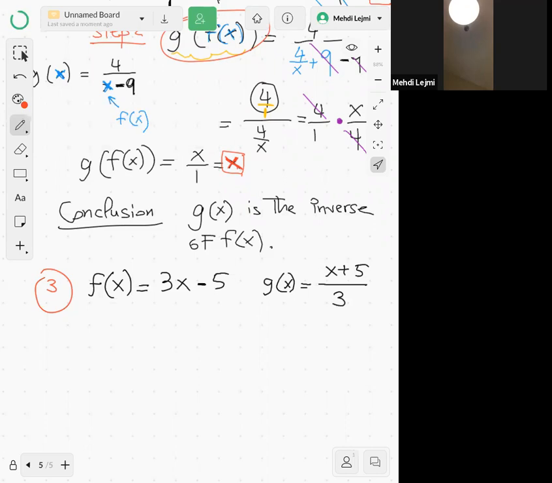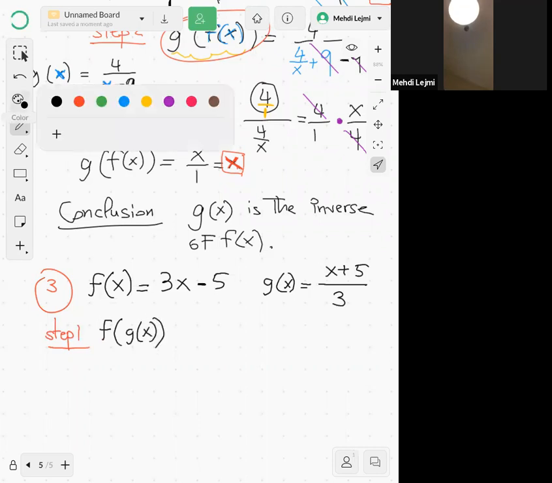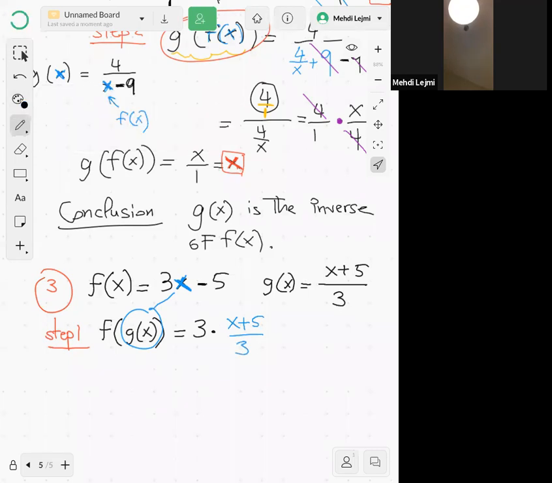All right, so let's see. Step 1 should be f of g. So this x here becomes g, right? So this is equal to 3 times g, which is x plus 5 over 3, and then there's minus 5.